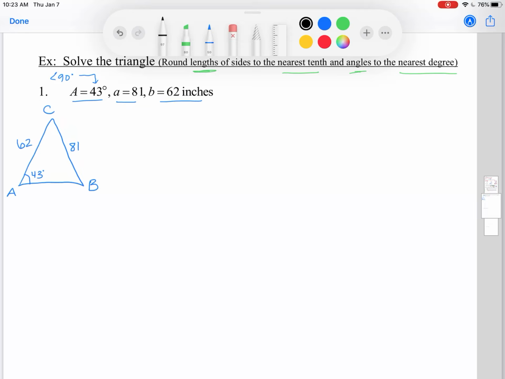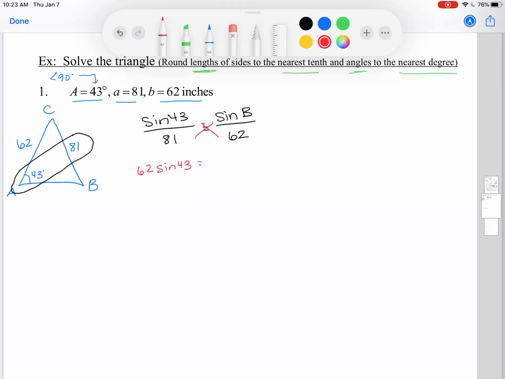So let's start with angles first, just like we did in law of sines. We have a matching set. We know our A's, so let's do law of sines for that reason. Always shoot for law of sines first, as it is much easier to work with if you have a pair. And then the other side length we know is B, so then I'm going to solve for angle B here. Once this is set up, I'm going to cross multiply. That gives me 62 sine of 43 equal to 81 sine B.